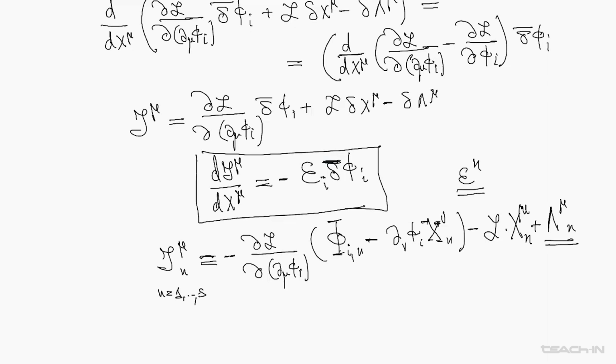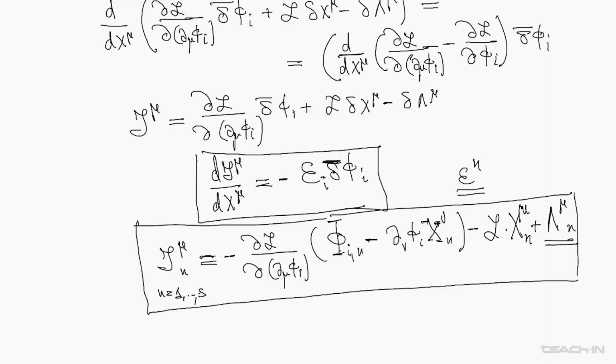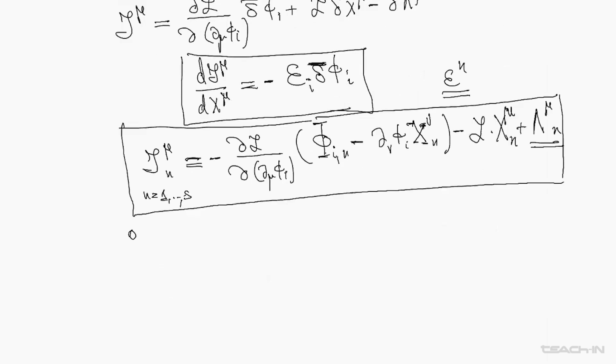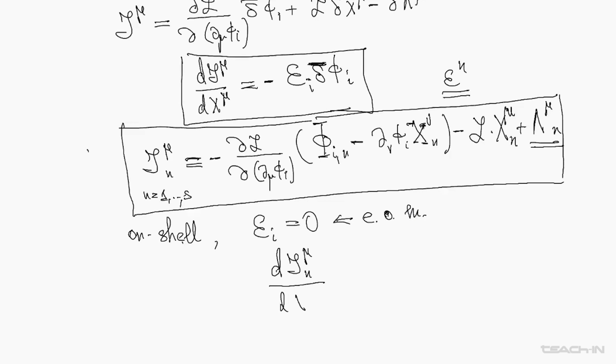And on equations of motion, in other words, on shell, as people say, all Lagrangian derivatives, which are the equations of motion, are equal to 0. These currents are conserved. In other words, their divergence is equal to 0. It holds for any n running from 1 to s. This basically completes the proof of the Noether theorem.